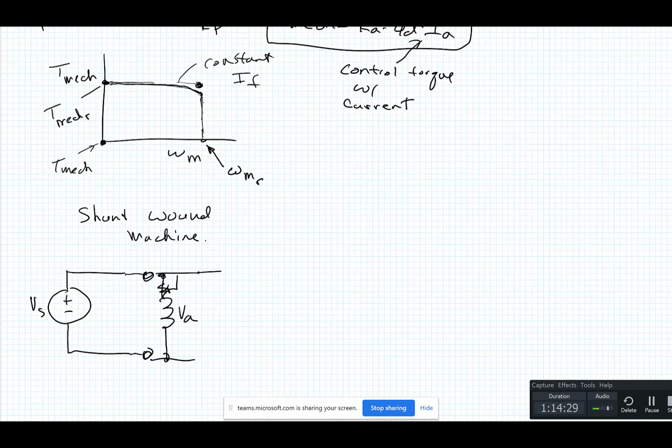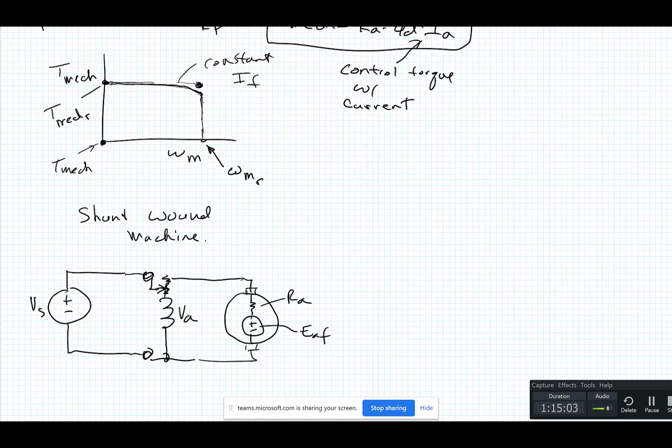Try to get the arrows in the right direction. I think something like that. I'm not going to pay a lot of attention to it. There's your brushes. There's your rotor. There's resistance. There's the EAF and your RA.